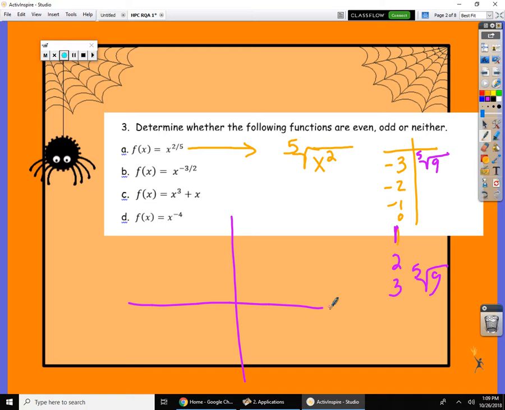Let's go with an easier number. Let's go with negative 1, right? What's negative 1 squared? 1. What's the fifth root of 1? 1. Guess who else is 1? This one. What's the fifth root of 0? 0. So I'm going to have some sort of graph that looks like this. Yeah? Okay? Something like that. I think I did that wrong. Sorry. That's wrong. Hold on. I'm sorry.